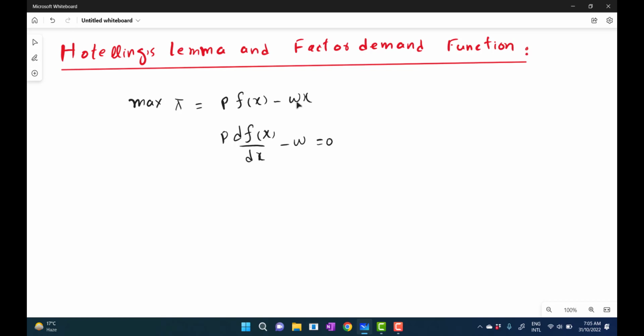If we solve the first order condition, we get the factor demand function, and the profit function becomes this. It means that we have substituted the factor demand function, that is, x as a function of P and W, for x. This is because if we solve the first order condition, we get the critical values, the values of the factor input at which the firm produces maximum output and the profit is maximized, and the factor demand function shows the optimal level of factor inputs.